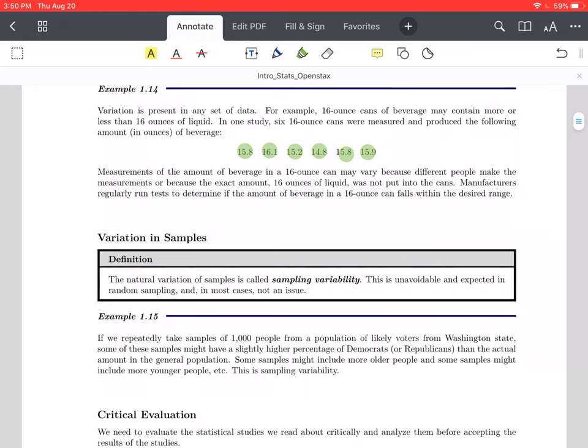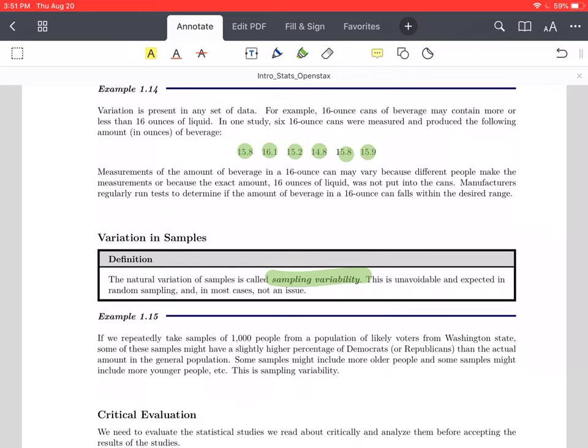Variation in samples. The natural variation of samples is called sampling variability. This is unavoidable and expected in random sampling, and in most cases not an issue. So the data can vary, but the samples also can vary, right? If I am polling a sample of 100 people about soda preference, the percentage of people that like Coke in my first sample might be different than the percentage in the second sample. They're not going to be the same every time because they're different people. So this is understandable, and this is what happens. It's not something we can avoid.